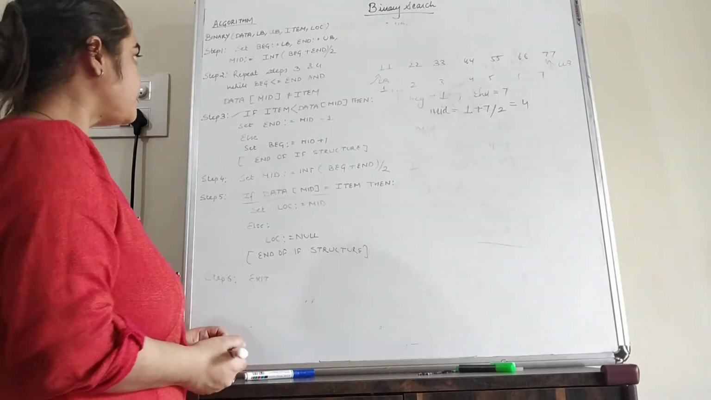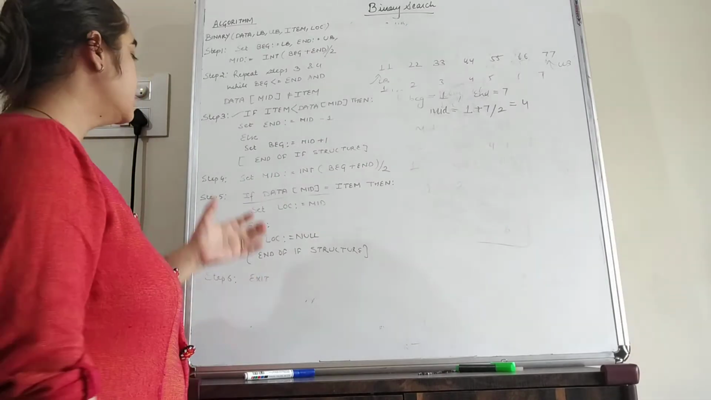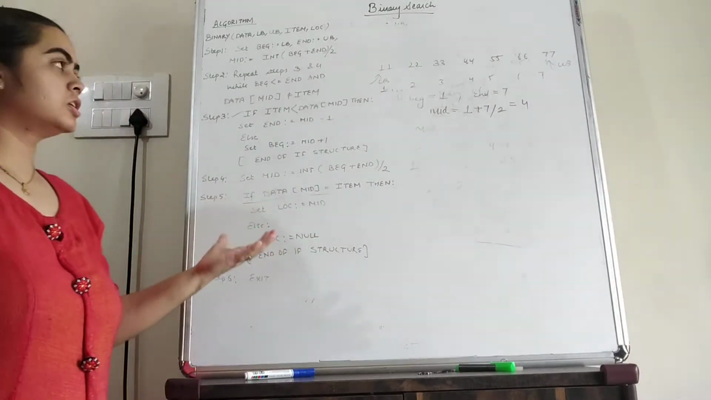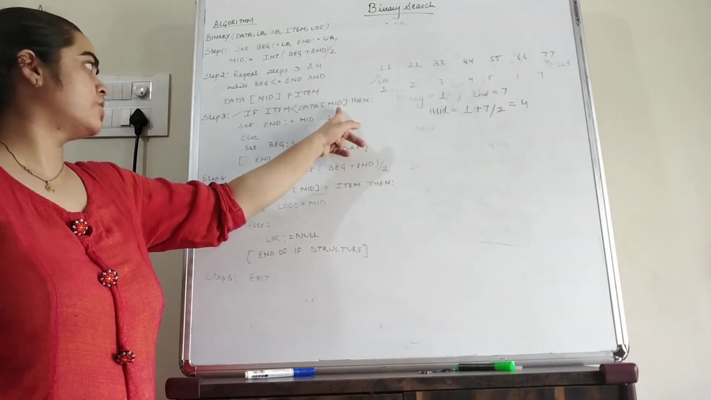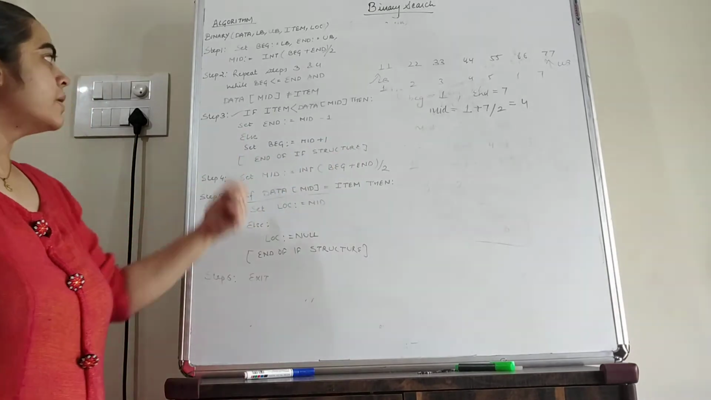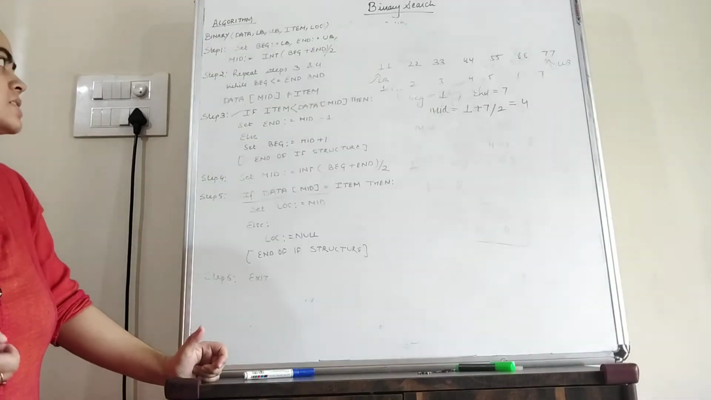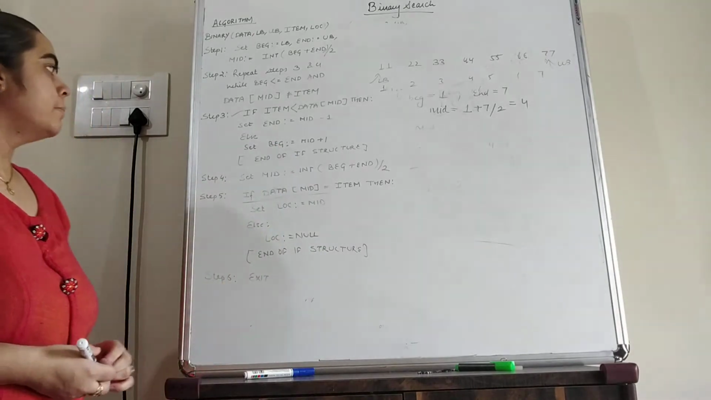Now students, here you can see if item is less than data of mid, that means if the item which we want to search is less than the item which is present at the mid location, then we can set the end is equal to mid minus 1. But if the item which we want to search is greater than the data of mid, then we can set the beginning is equal to mid plus 1.